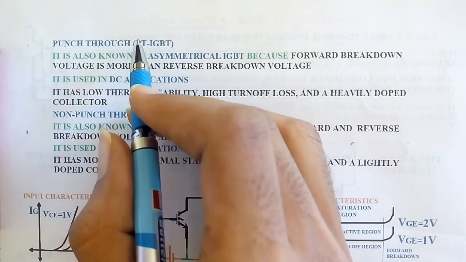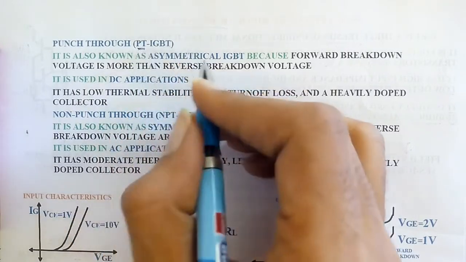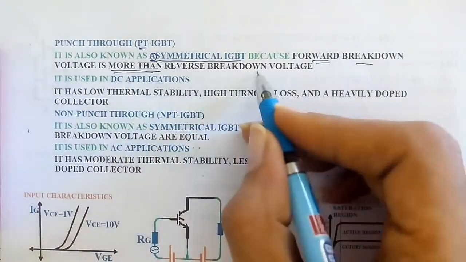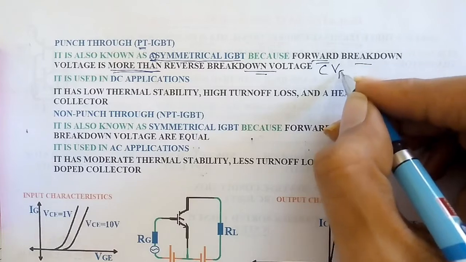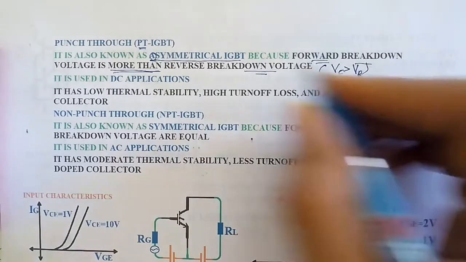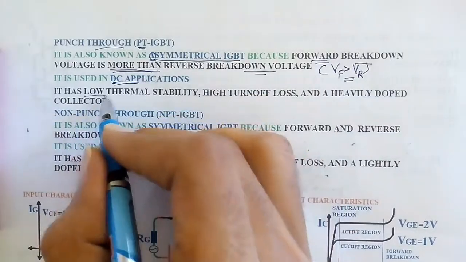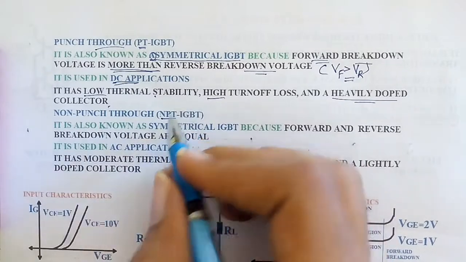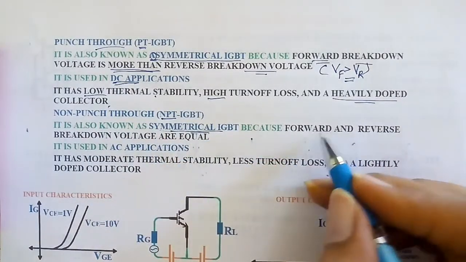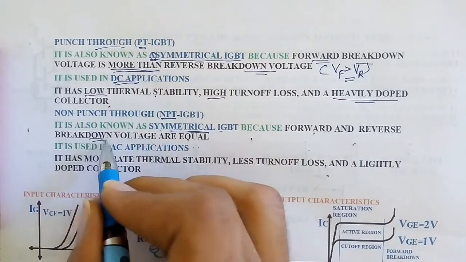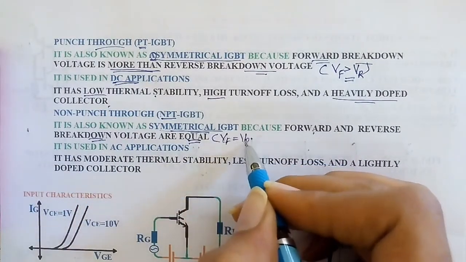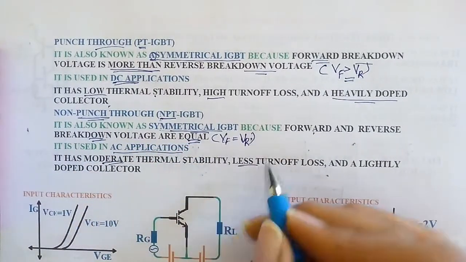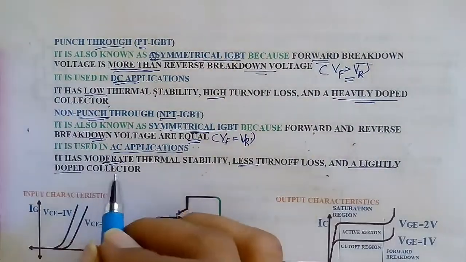Moving to properties of basic types of IGBT, PT IGBT is known as asymmetrical IGBT because forward breakdown voltage is more than reverse breakdown voltage. VF is greater than VR. So it is used for DC applications. It has low thermal stability, high turn-off loss, and heavily doped collector. NPT IGBT is known as symmetrical IGBT as forward and reverse breakdown voltage are equal. VF equals VR. So it is used in AC applications. It has moderate thermal stability, less turn-off loss, and lightly doped collector.